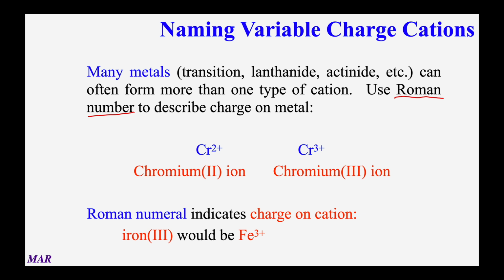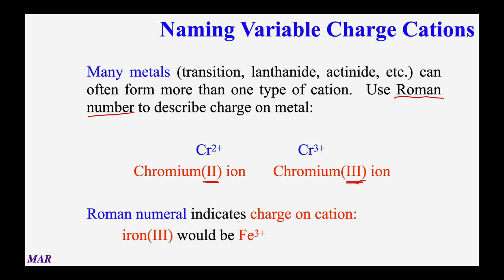We would call chromium +2 the chromium 2 ion with a Roman numeral, and chromium +3, we would call it chromium 3 ion. So that's how people distinguish one from the other. If you told me you had a chromium ion, I would not know which one it was, all right? And I have a PhD, I should know everything, right? Well, no, I don't. And no one should. So the Roman numerals are really important. You've got to include them if it's one of those transition metals, lanthanides, actinides, stuff like that.